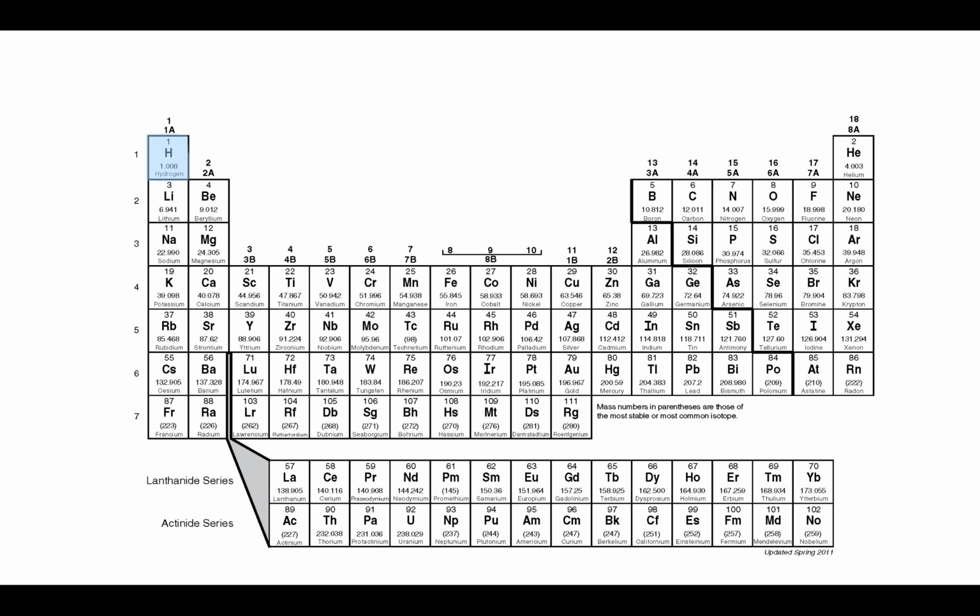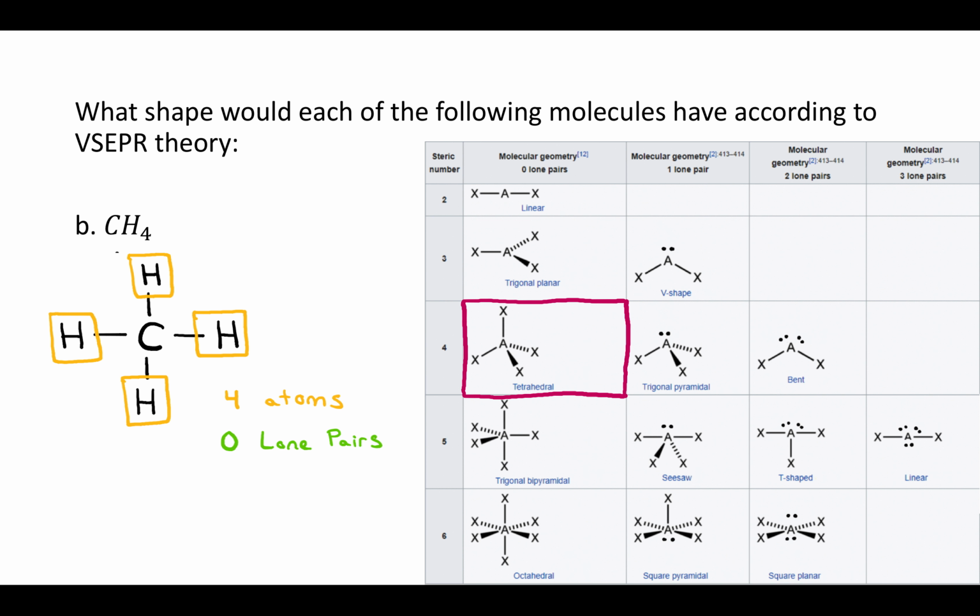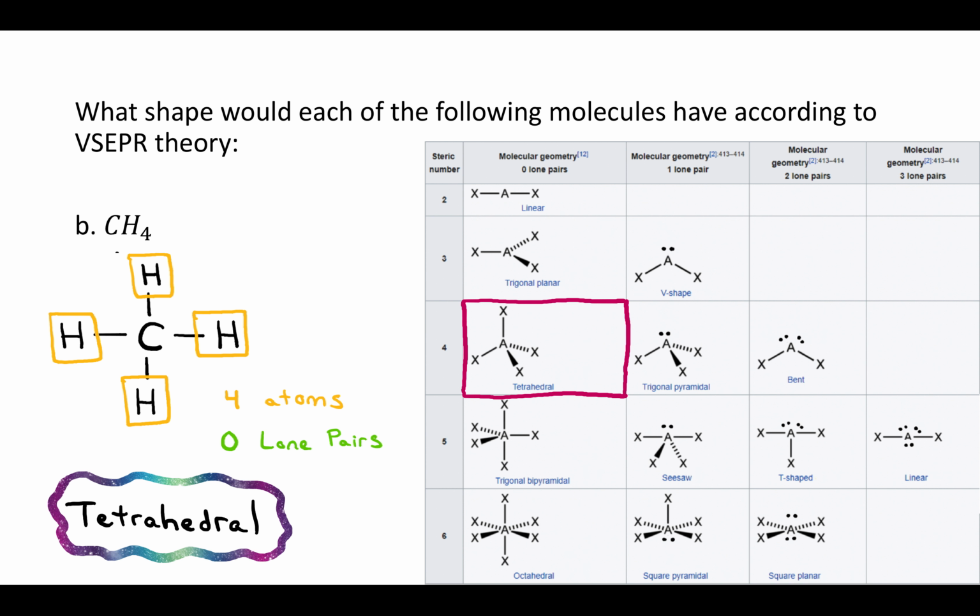Around that atom, we have 4 atoms bonded, and 0 lone pairs. So what shape is 4 atoms and 0 lone pairs? That shape is tetrahedral. So methane, CH4, is tetrahedral. So if you were to take carbon and react it with hydrogen, you would get CH4 molecules, and those would be tetrahedral.